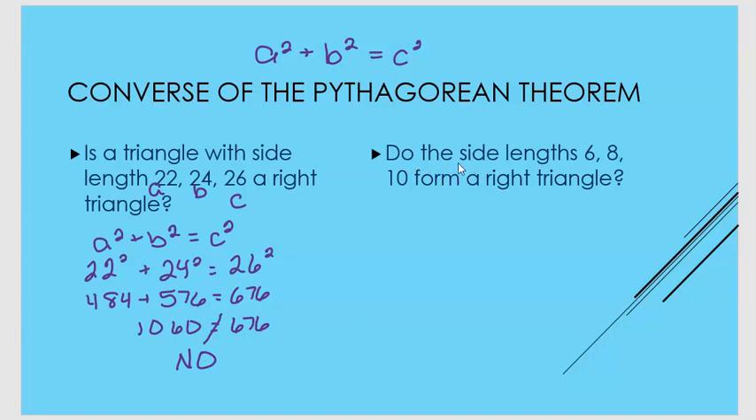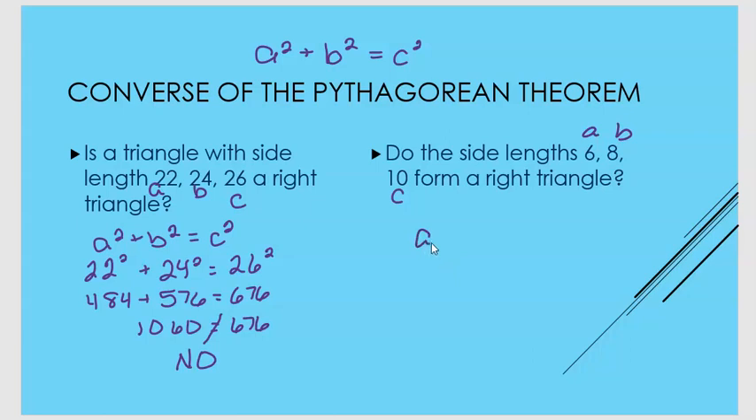All right, let's check this one. Do the side lengths 6, 8, and 10 form a right triangle? Okay, so again, figure out what's A, what's B, what's C. C is the one that matters, got to be the longest. So this has to be C. So I'm going to make this A, this B.